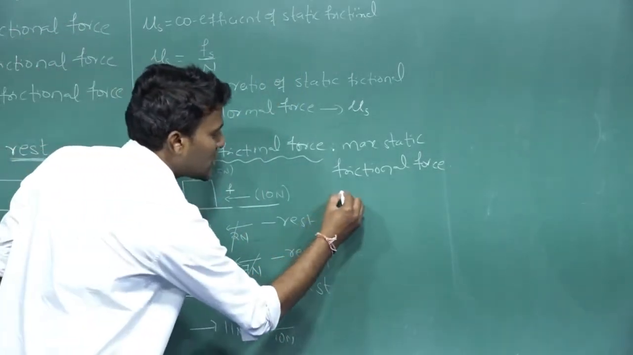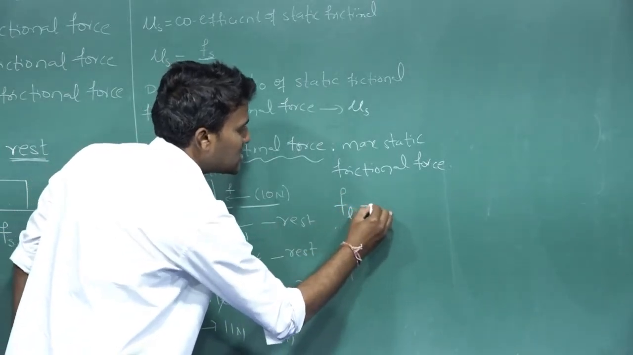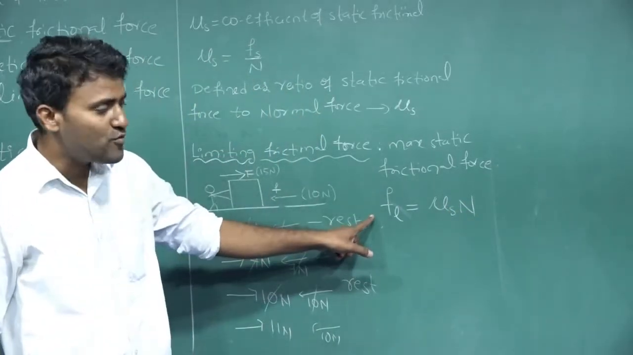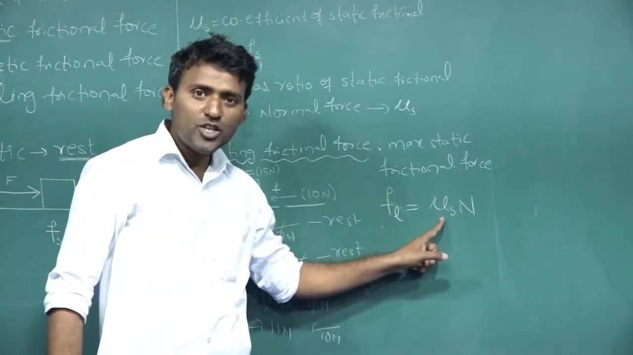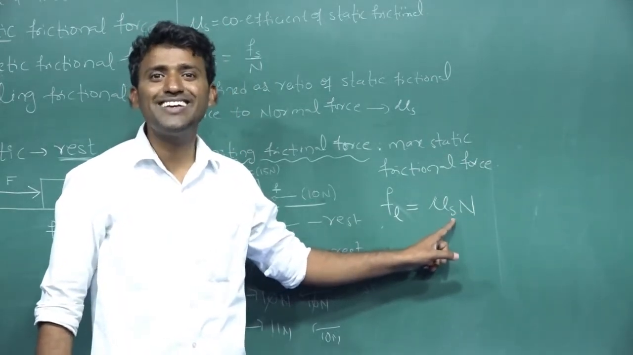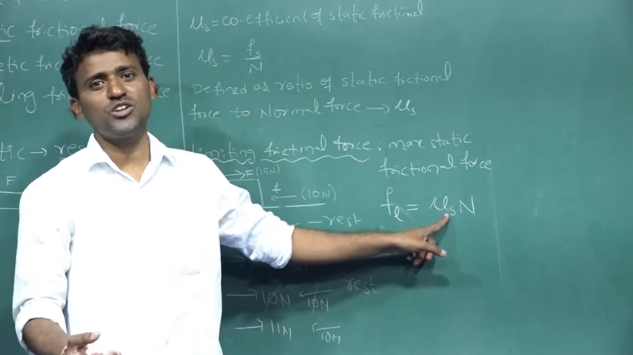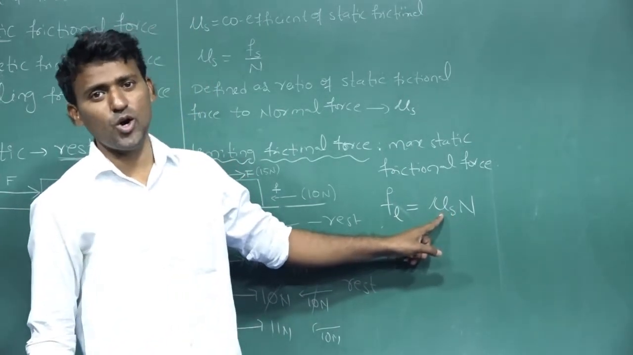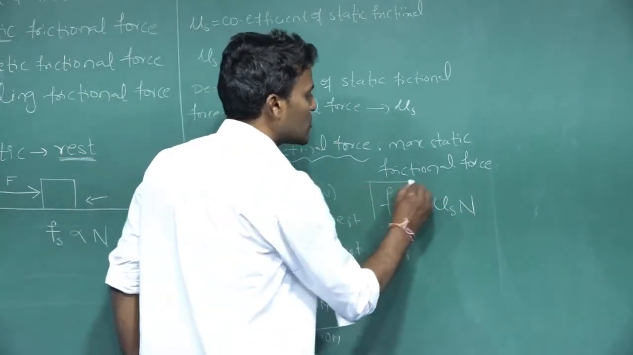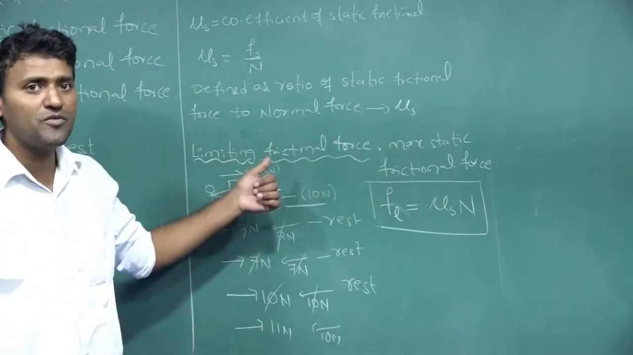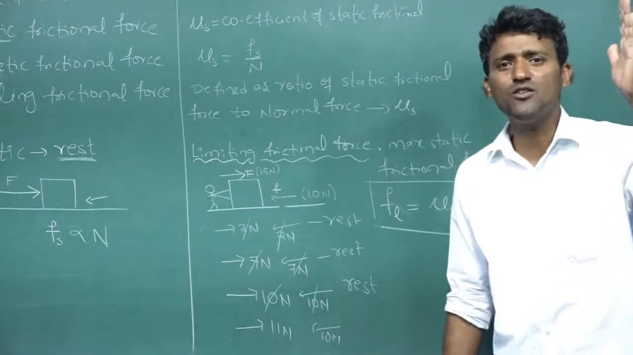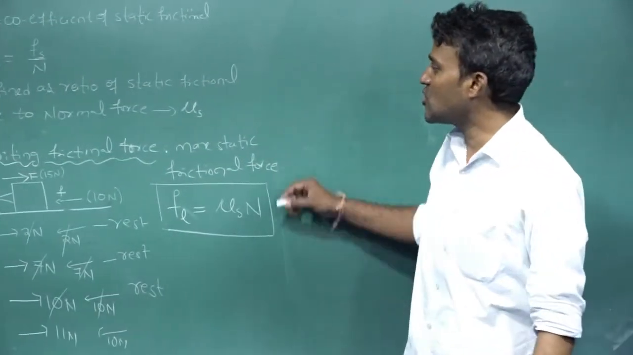Okay. How can we write this formula? FL is equal to mu S into N. See here, limiting frictional force is equal to the coefficient of static friction into N. Why have I written S? Why should we not write L? Because the object is at rest only. That's why we have to write mu S only. What is the limiting frictional force? The maximum static frictional force. Okay, next one.